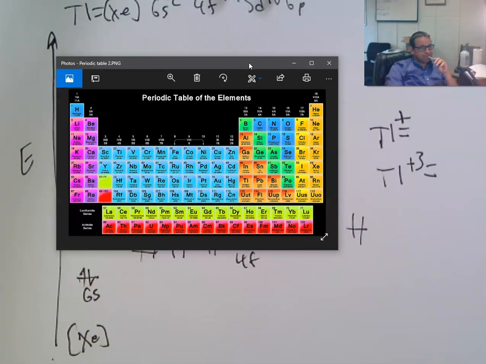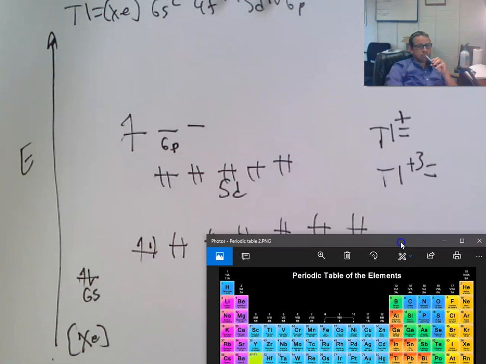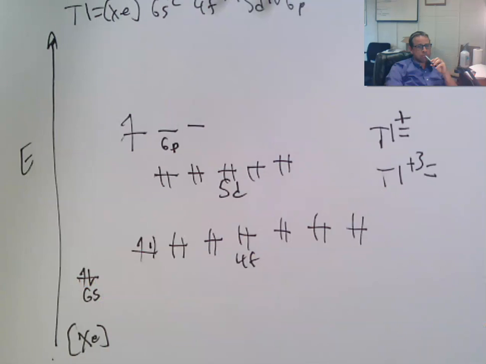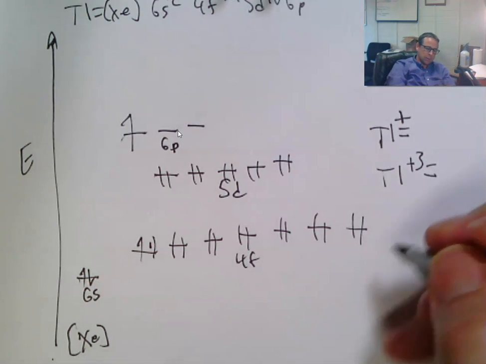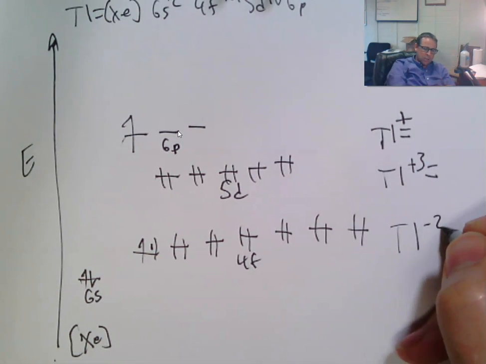Yeah, go ahead. Oh, sorry. So I'm just confused on why you couldn't halfway fill the 6p and have like a negative 2 charge. So if you added 2 more lines to halfway fill the 6p, then you would technically be gaining electrons, which would put you in the negative. Would you ever have a negative charge? Like a thallium -2 ion?